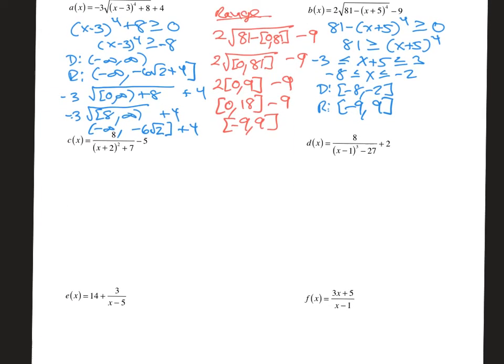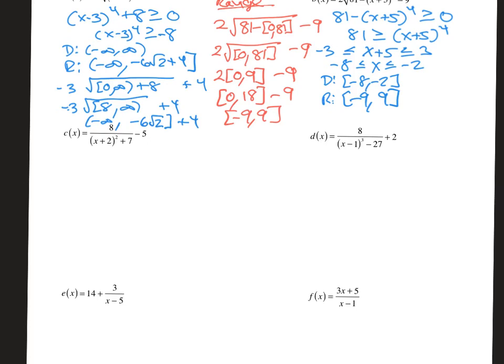All right, let's scroll down a little bit here. All right, for C. So there's no square root. I do have a variable in the denominator. So for the domain, I need to make sure that the denominator can't equal 0. So I need to make sure that (x plus 2) squared can't equal negative 7, and it never can. You can't have something squared equaling a negative. So it means I can put anything in for x.